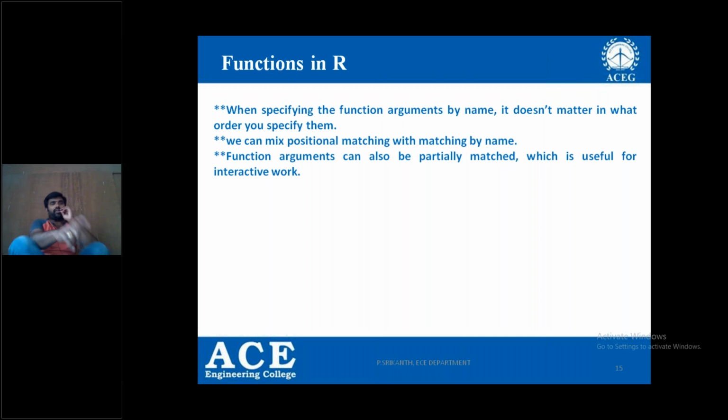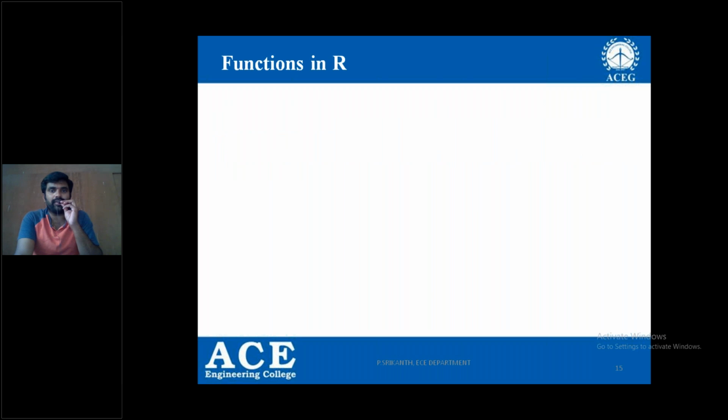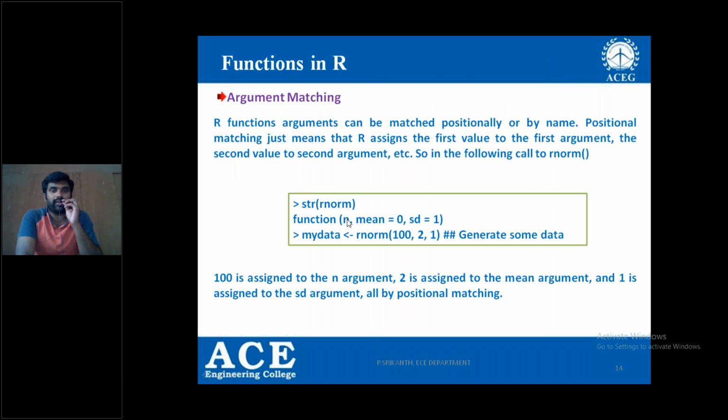While specifying the function arguments by name, it doesn't matter in what order you specify them. For example, instead of rnorm of 100, 2, 1, if I give rnorm of SD equal to 2, N equal to 200, mean equal to 5. Actually, the order is N first, mean second, SD third. If I don't mention any name, it assigns the arguments by position. If I mention the names, you can change the order of the arguments.